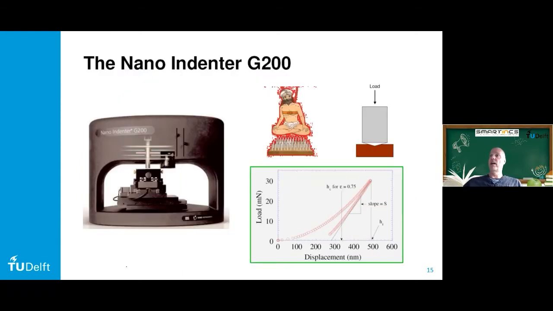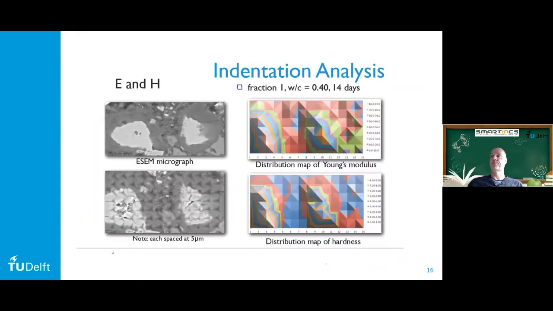So this is a nano indenter where you indent with a needle, you get your load displacement curve, and from that curve we can get a hardness, which you can relate to strength, and we get the stiffness, the slope of the curve, which gives you the stiffness of that position where you do the indent. And that's directly an input for the model.